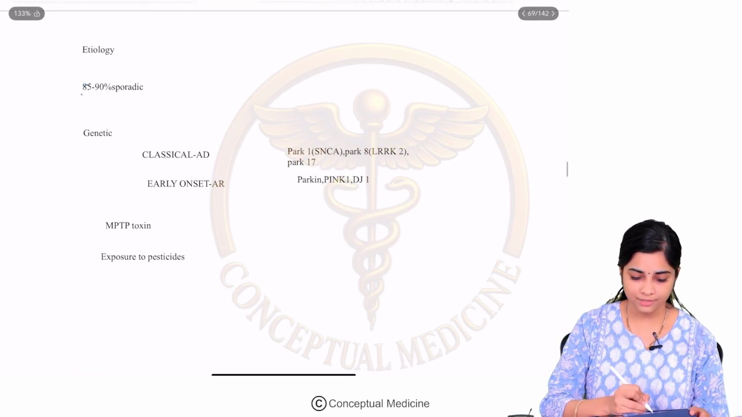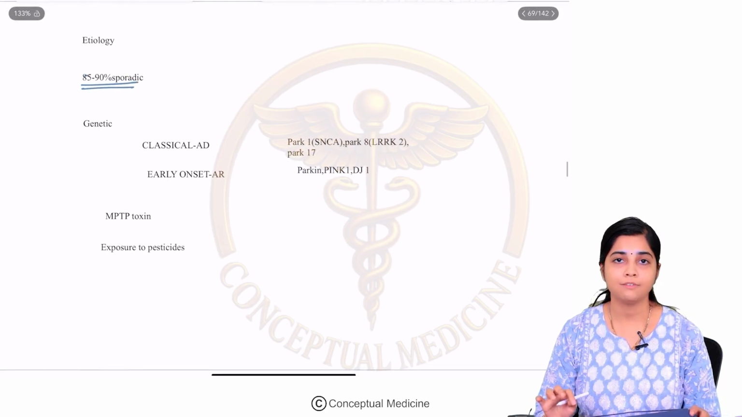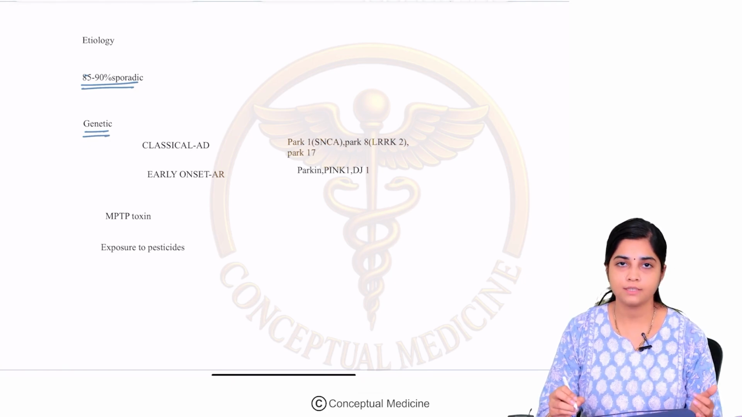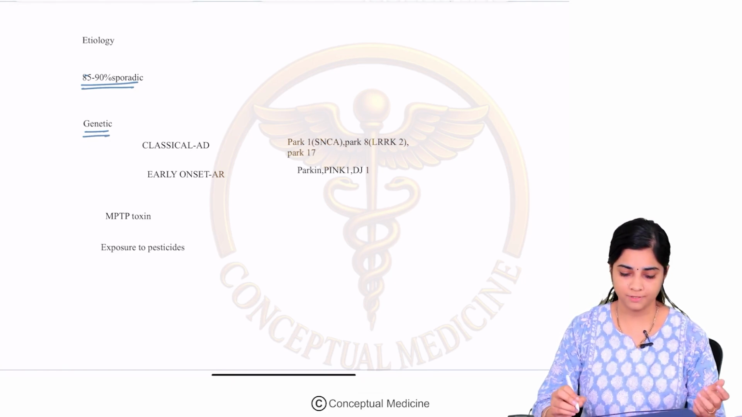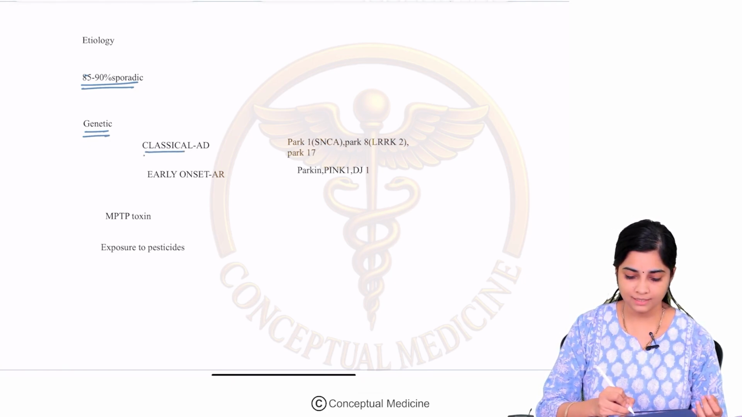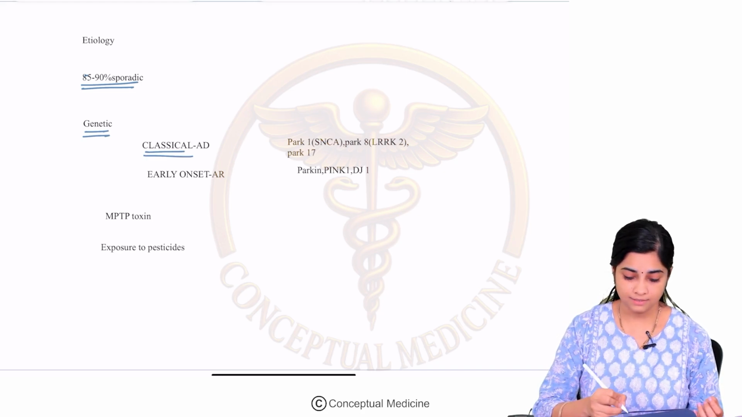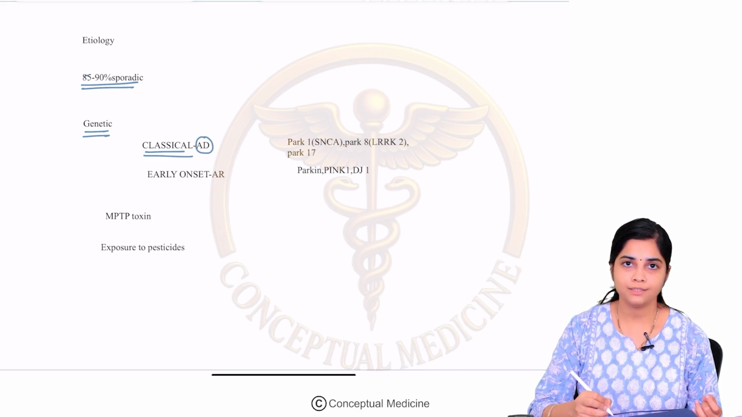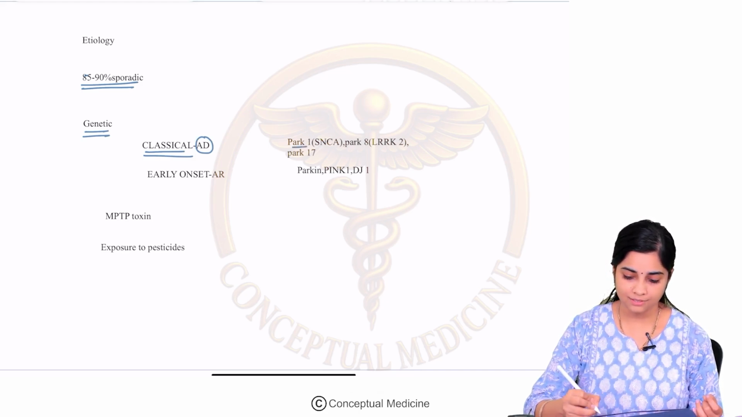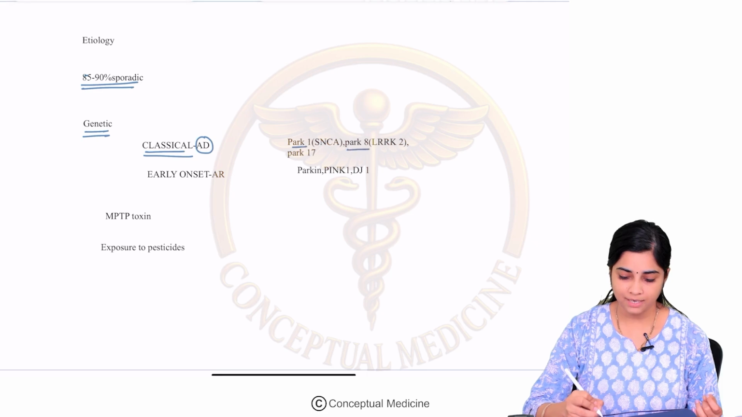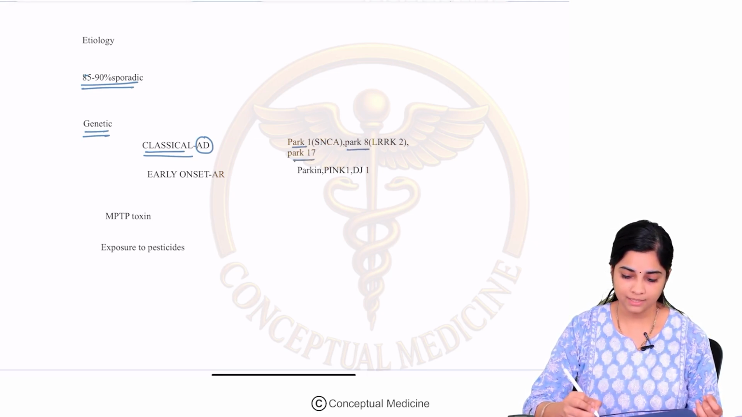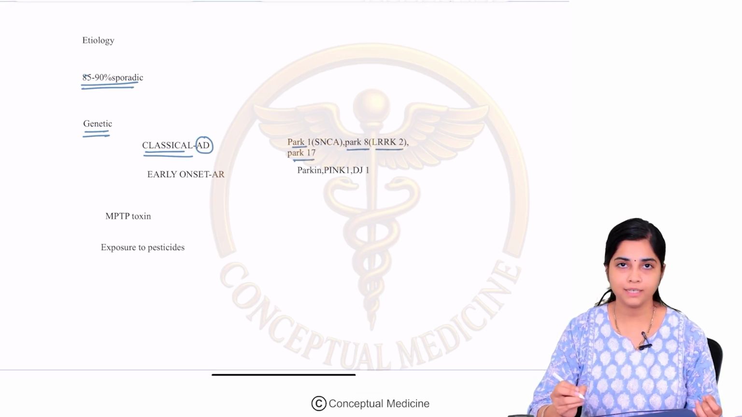So 85 to 90% of the patients have a sporadic form, right? So we do not know the cause actually. Genetic causes for Parkinson's disease usually appear in familial forms. In classical Parkinson's disease, it is usually inherited in an autosomal dominant fashion, and the genes that are involved are the PARK genes, which is your PARK1, PARK8 and PARK17. PARK1 is also called SNCA, PARK8 is LRRK2 and PARK17.